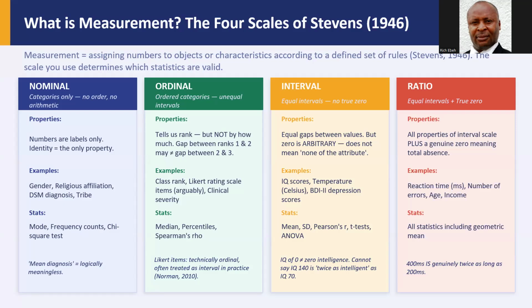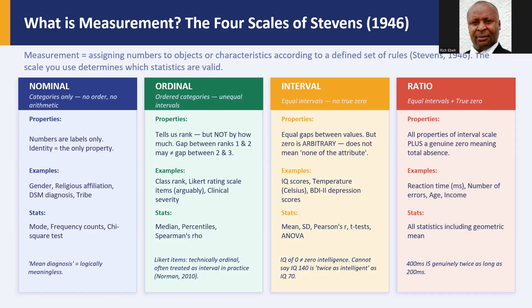Before you can do statistics, we need data. And before we can have data, we need to measure something. That is why we must understand the concept of measurement. And like I said, measurement is a process of assigning numbers to objects, events, or characters according to a set of rules. In this definition, the important word here is rules. We do not just assign numbers randomly.